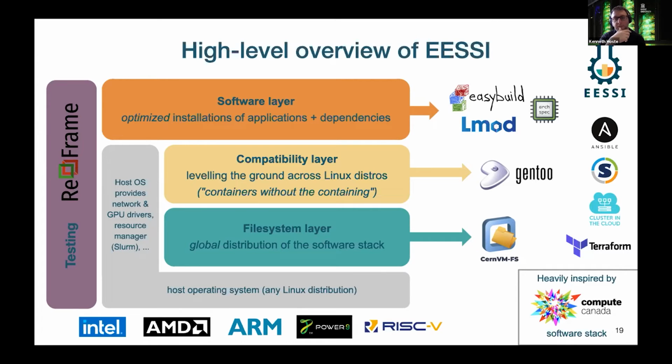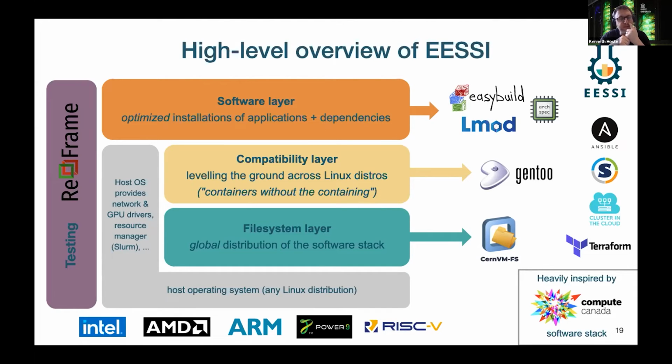Then we have a middle layer, which we call the compatibility layer, which levels the ground across the different Linux distributions. So we shield ourselves from the host operating system as much as possible to then build applications on top of. And that's essentially what containers are doing as well. So containers include a partial operating system as well to basically make the host operating system irrelevant. You can look at it as containers without the containing. So we have this middle layer just like containers do, but we're not enclosed in a container like you usually are. And then on top of this, we built our software layer.